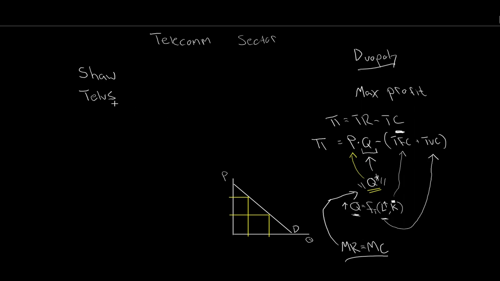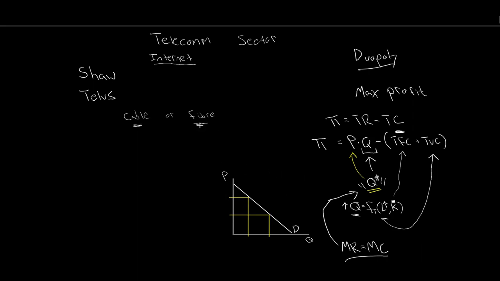Okay, so both Shaw and Telus are competing. Let's say they're competing specifically in our market for home internet. They have the choice. They can either provide this service through cable or through fiber. Now, the problem is, with cable you can get pretty fast speeds, but it becomes congested. And at peak times, your speeds, how much bandwidth you have available to you, slows down.